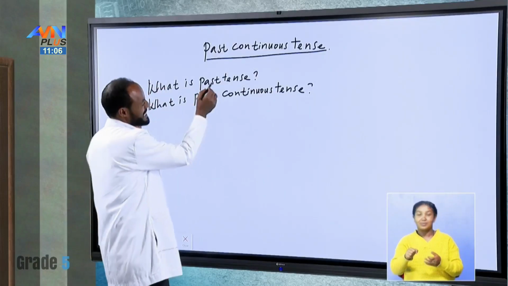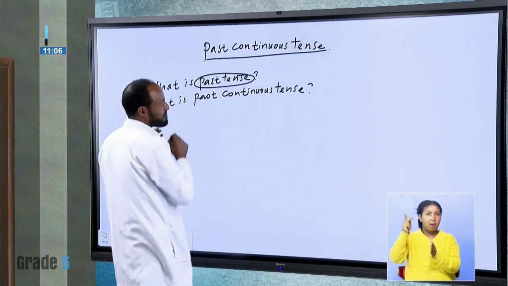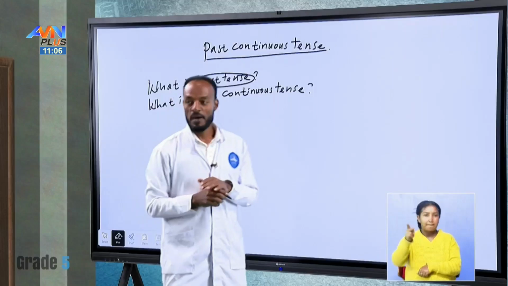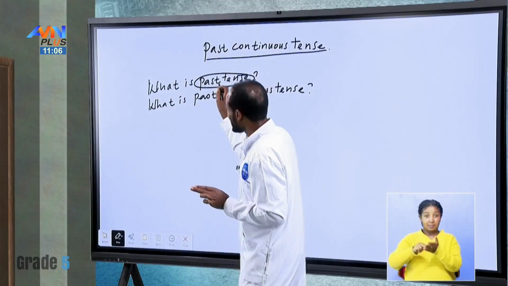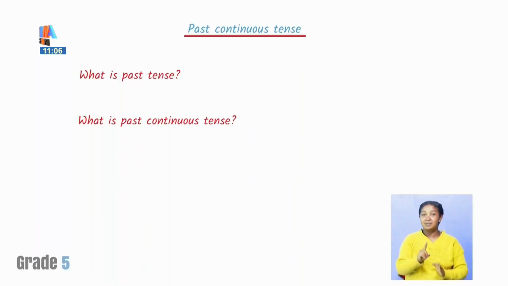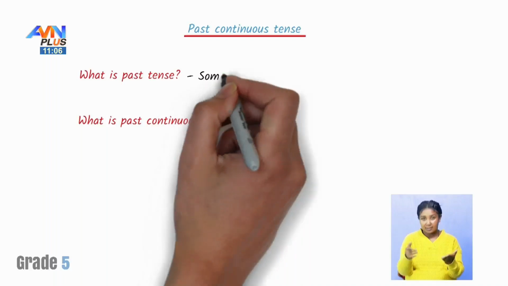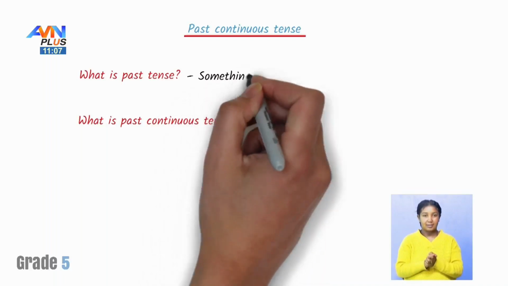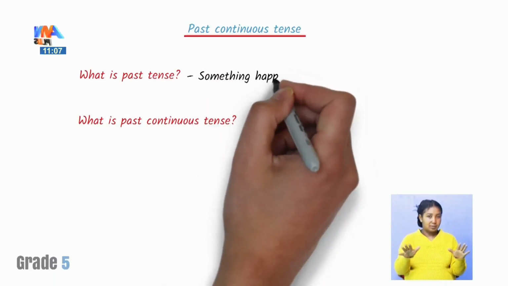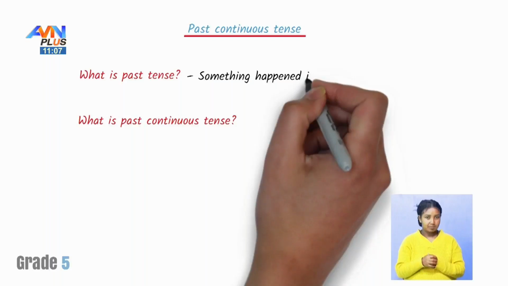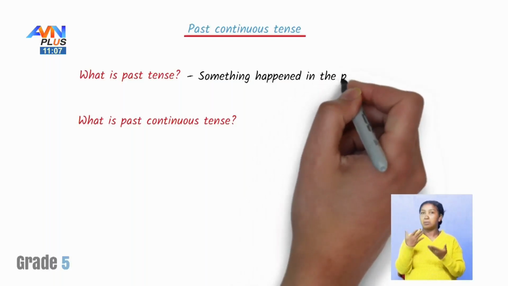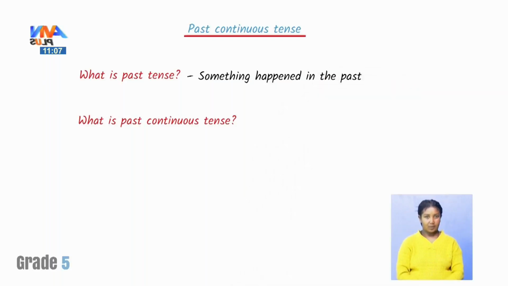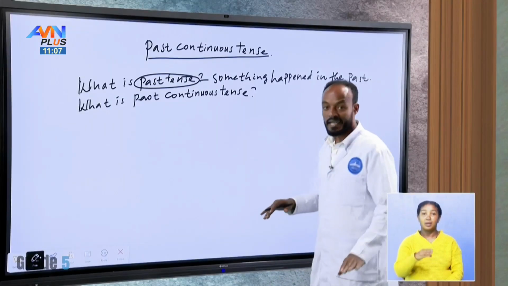So, what does past tense mean here? Yes? Past tense means, as its name indicates, something happened in the past and completed there.